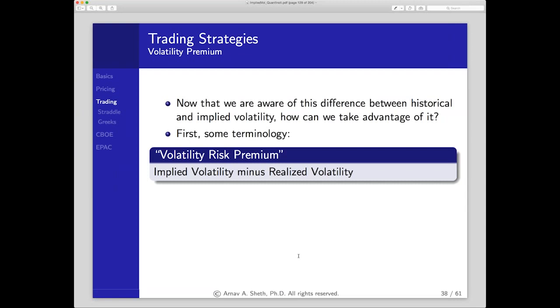So the volatility risk premium is simply the difference between implied volatility and realized volatility. Okay, so again, I think I've got a few questions. Can you please explain implied volatility again? So let me just explain implied volatility again.